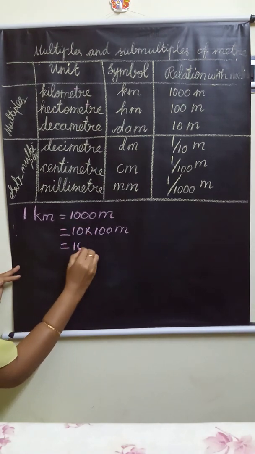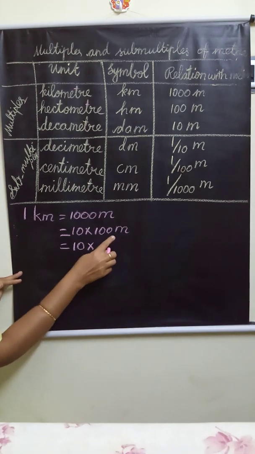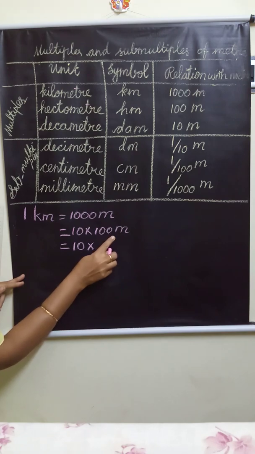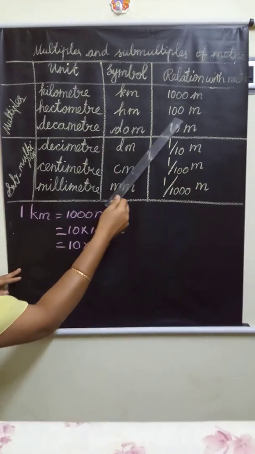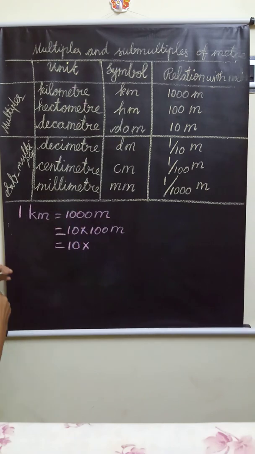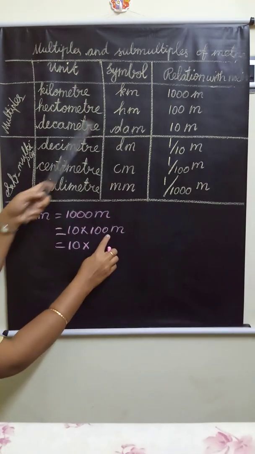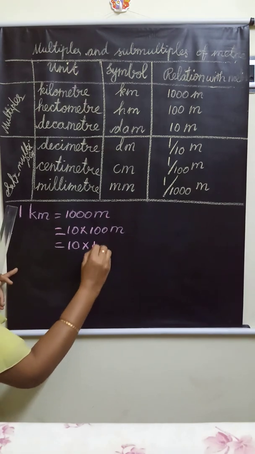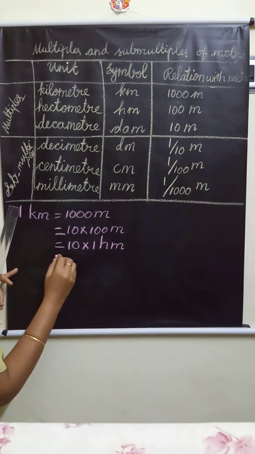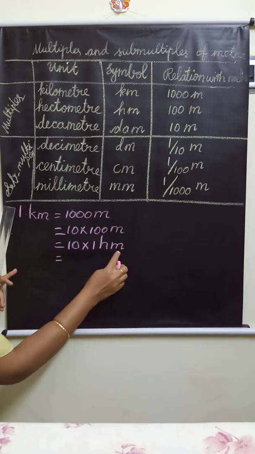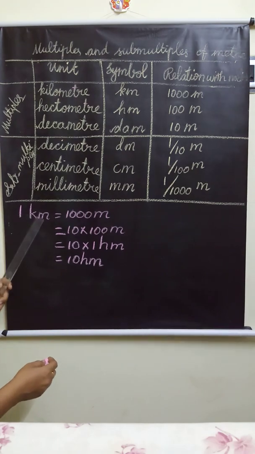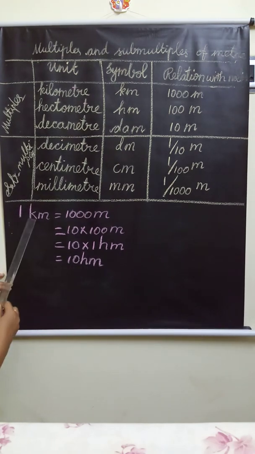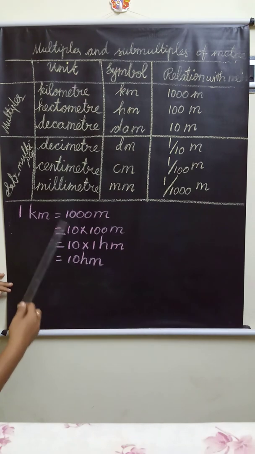So again we have to write 10 into, instead of 100, what is the formula? 1 hectometer. Listen, we know that 100 meter is equal to 1 hectometer. So instead of 100 meter, we have to use 1 hectometer. Now, 10 into 1 hectometer is equal to 10 hectometer. What is the answer now? 1 kilometer is equal to 10 hectometer.